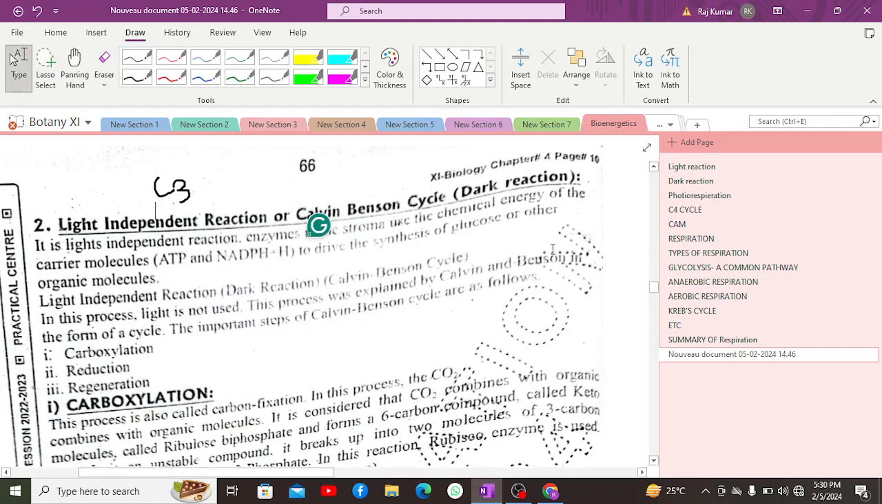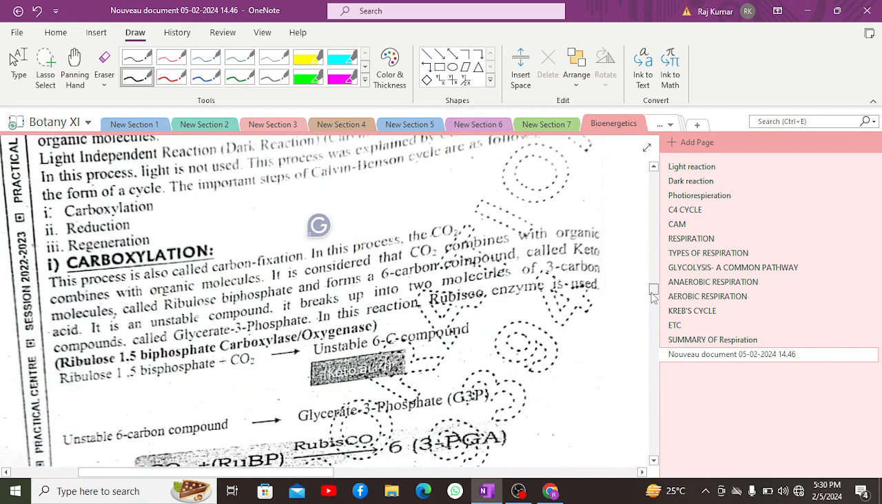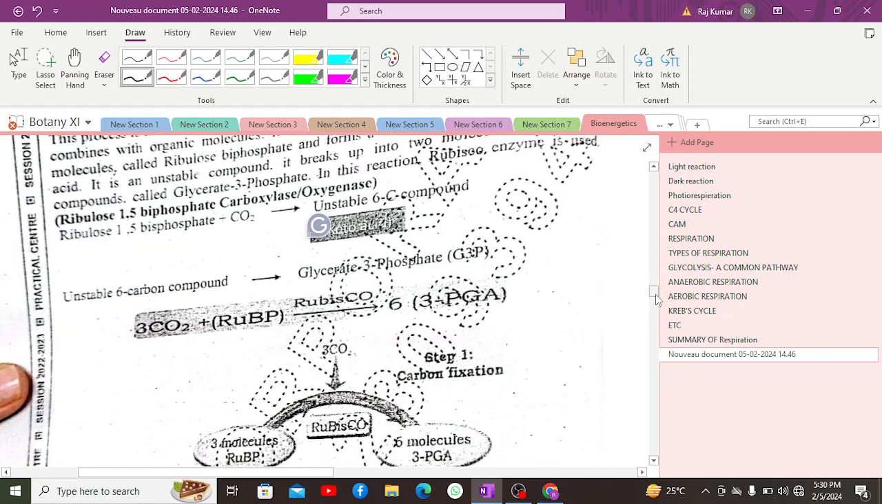When it comes to the process of carboxylation, it's quite simple. First and foremost, carbon fixation occurs in this process. Carbon dioxide combines with the organic molecule ribulose bisphosphate and forms a 6-carbon compound. Ribulose bisphosphate is a 5-carbon sugar, having two phosphate groups at the first and fifth carbon, due to which it is known as ribulose bisphosphate.